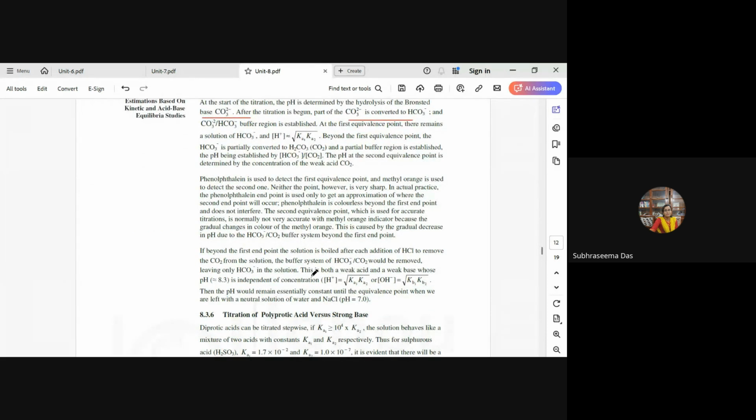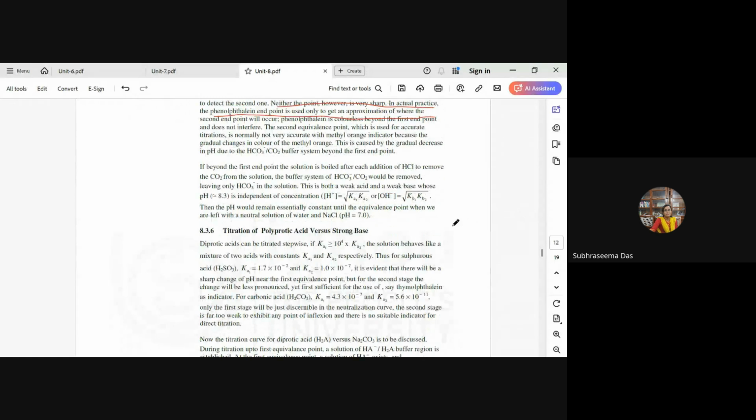Now, in this case, to determine the first equivalence point, phenolphthalein is used, whereas to determine the second equivalence point, methyl orange is used. Neither point, however, is very sharp. In actual practice, the phenolphthalein endpoint is only to get an approximation of where the second endpoint will occur. So the second equivalence point is very accurate, and that is why methyl orange has been used.